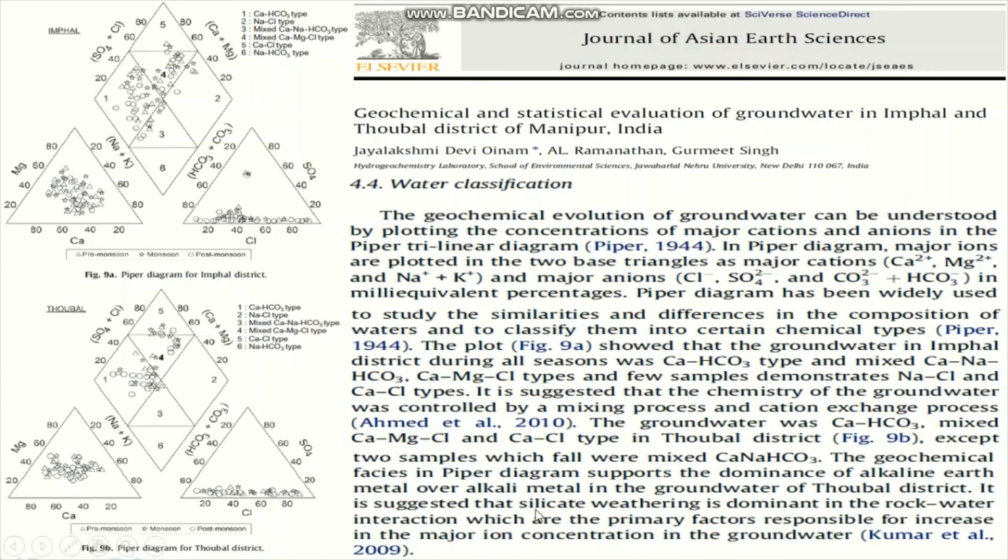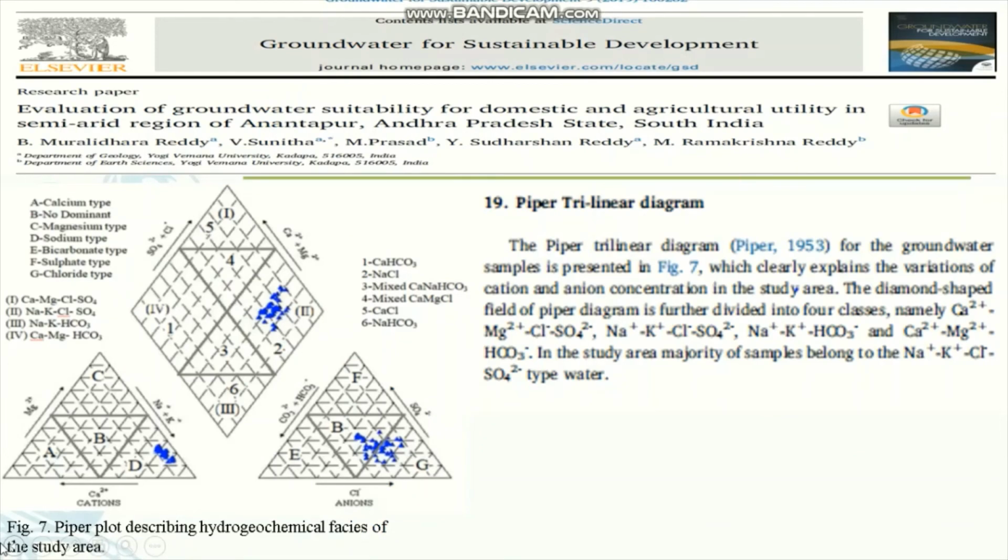Now it is suggested that silicate weathering is dominant in the rock water interaction, which is the primary factor responsible for the increase in major ion concentration in the groundwater. So this is the overall interpretation of this research article. Now in this article, the title is Evaluation of Groundwater Suitability for Domestic and Agriculture Utility in Semi-Arid Region of Anantapur, Andhra Pradesh State, South India.